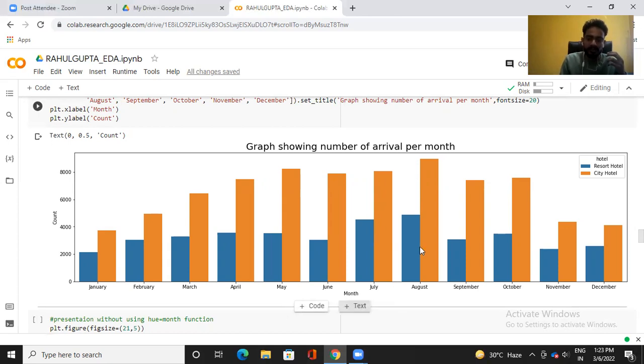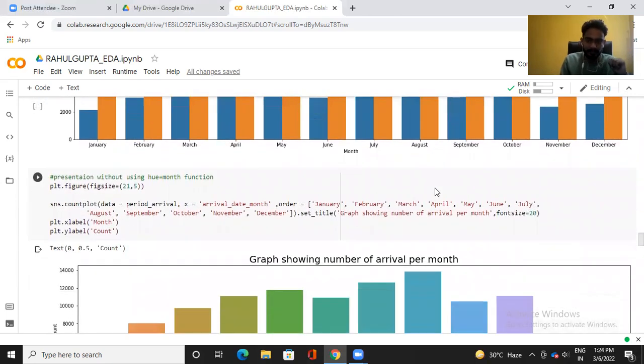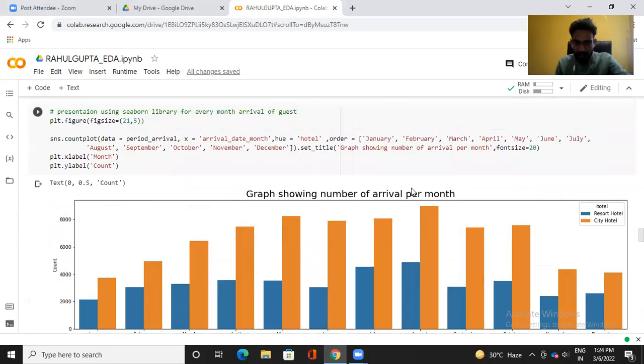Okay, so maybe for some reason, we will find out later what the actual reasons are for August having a very high number of bookings in the hotel.